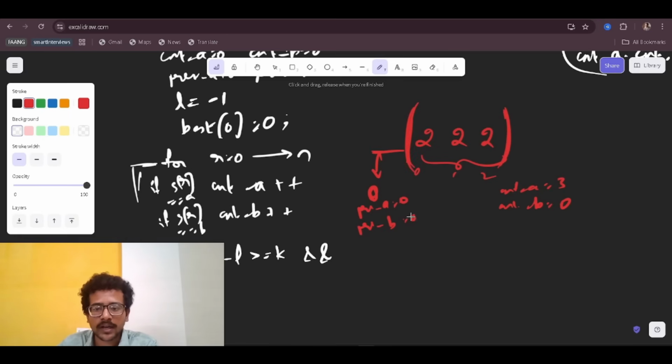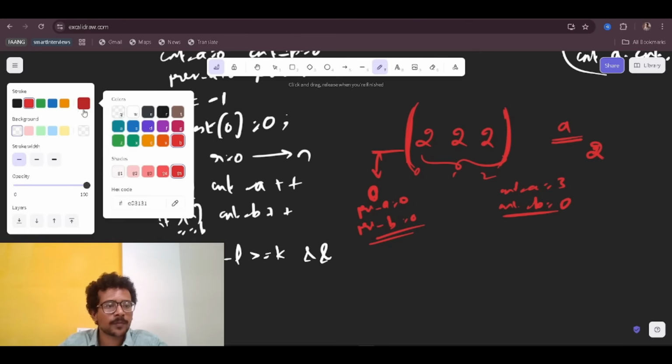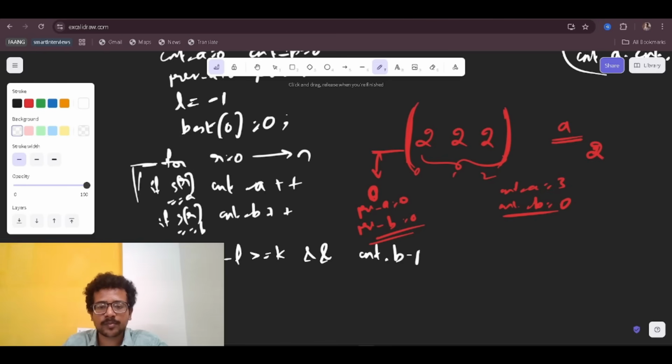Now let me tell you that I would not consider this. Why? Because only if A is at least 2, as it is even, it should be 2, right? Only if count B minus previous B, let me write it by changing the color, should be at least 2, then only I would consider it.